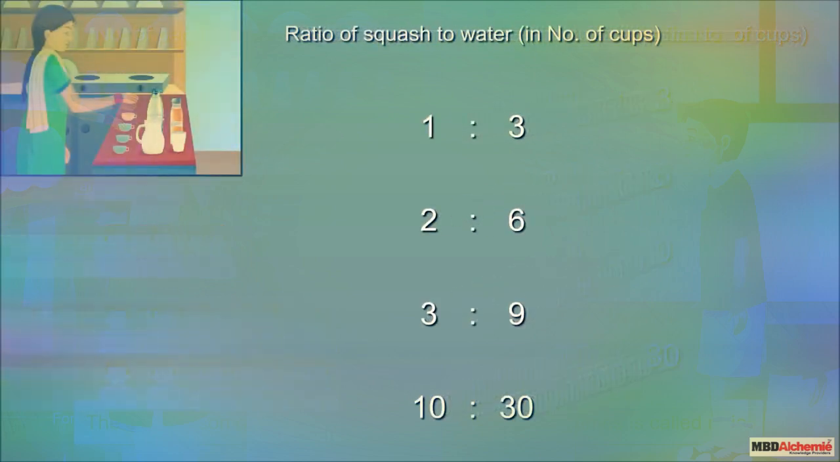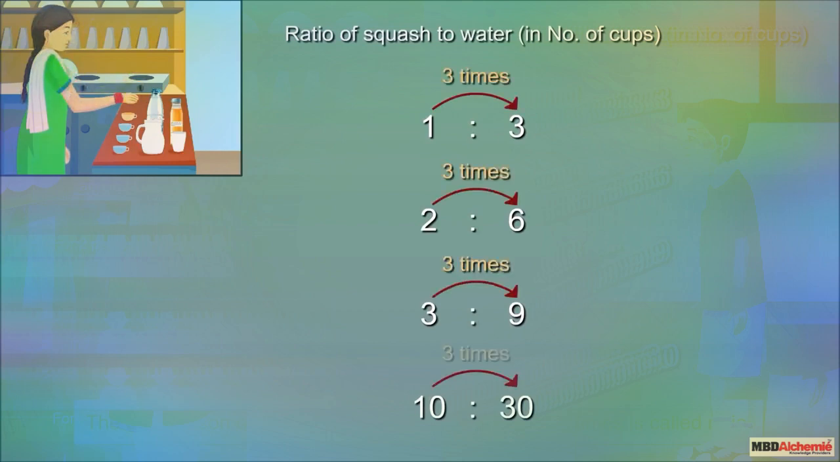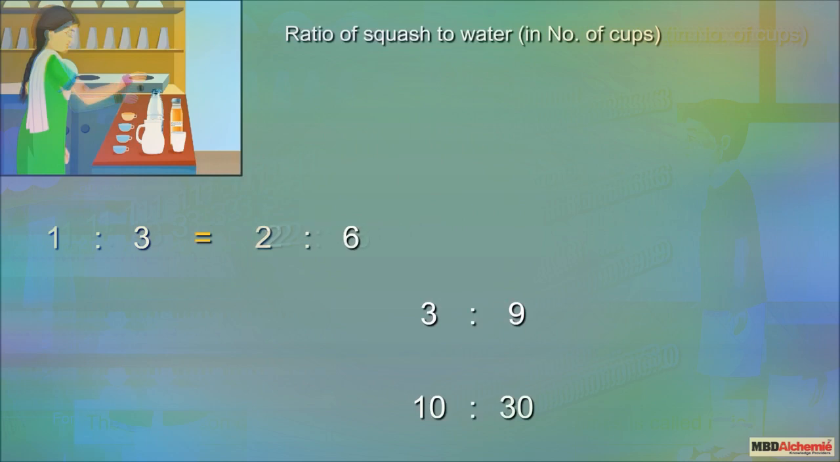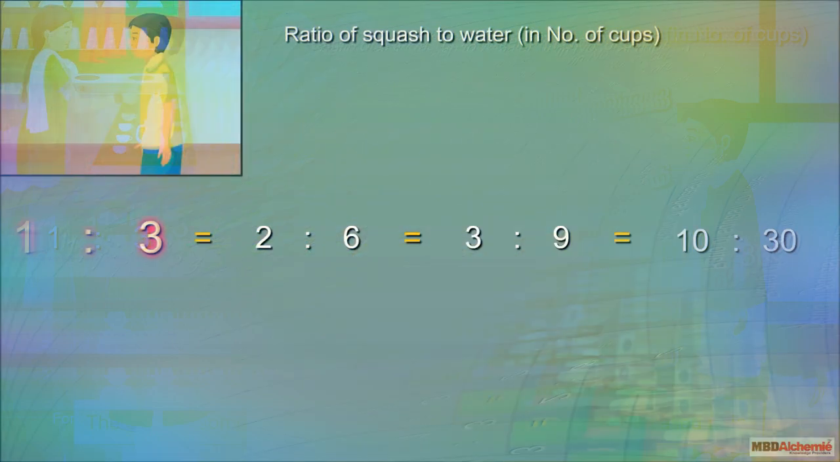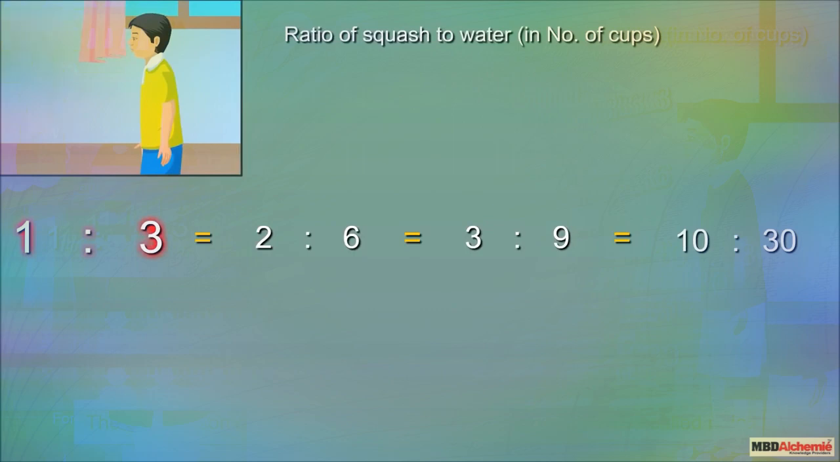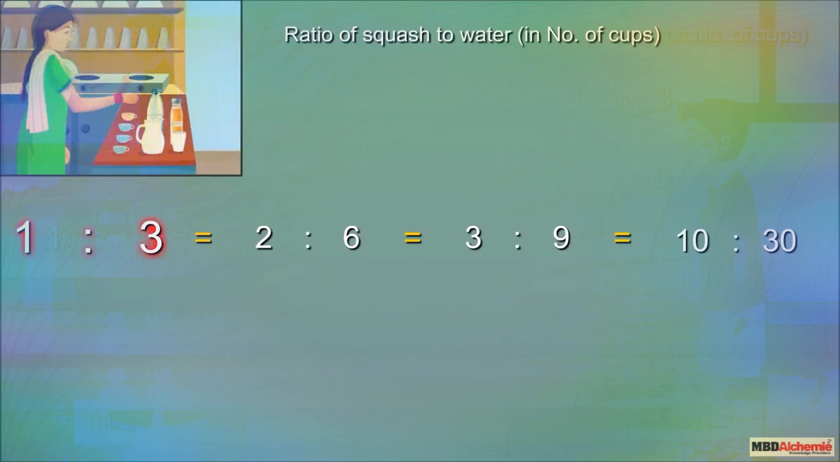Here, for all the ratios we have found, we have added water 3 times of squash. That means the ratio is constant here. Such ratios, which are obtained by multiplying or dividing by any counting number, are equivalent ratios. 1:3 is its lowest form, as it can't be further divided. Correct. Now you get it.